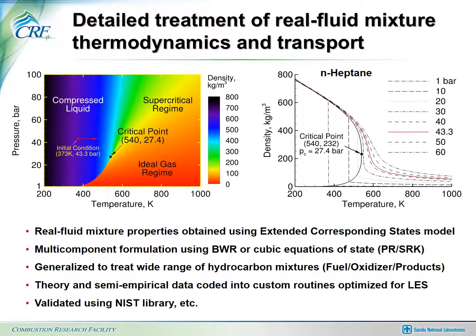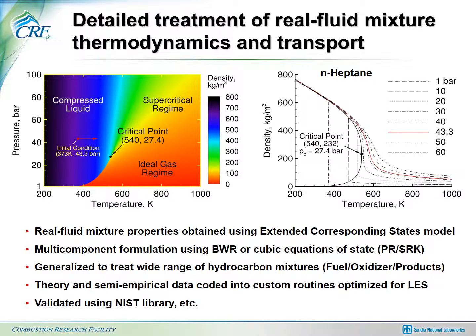In the calculation I'm about to show you, and also in the jet and crossflow that I showed you as an introduction to this section, we calculate real fluid mixture properties using the extended corresponding states model. That gives us a multi-component formulation that makes use of either a BWR or cubic equations of state. The cubics are Peng-Robinson or Soave-Redlich-Kwong, and in these calculations we use the Peng-Robinson. So this theory has been generalized to treat a wide range of hydrocarbon mixtures associated with the fuel oxidizer product system of interest.